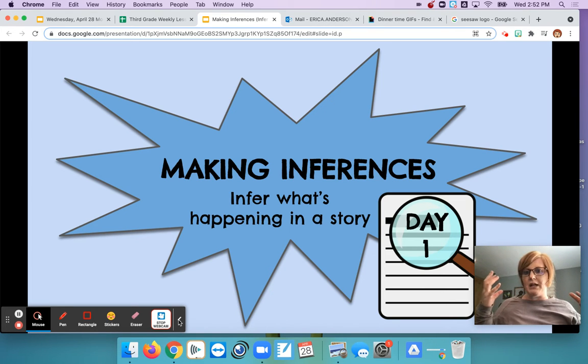Today we are starting a new reading unit that's really a culmination of all the different things we've been talking about in reading this year. Today we're going to start a unit about making inferences. You might have heard a teacher say to you before, I want you to infer what's happening in a story. Today I'm going to tell you exactly what that means.